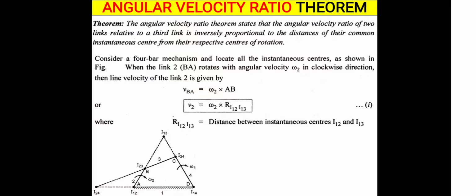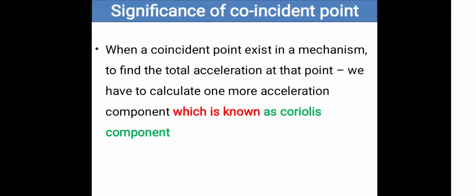When the link AB rotates with an angular velocity omega 2 in the clockwise direction, then the linear velocity of link 2 is given by VBA equal to omega 2 into AB. So from that we can find the velocity of B with respect to A. So V2 will be equal to omega 2 into the distance from I12 to I13. By using this distance we can find the velocity of link 2.